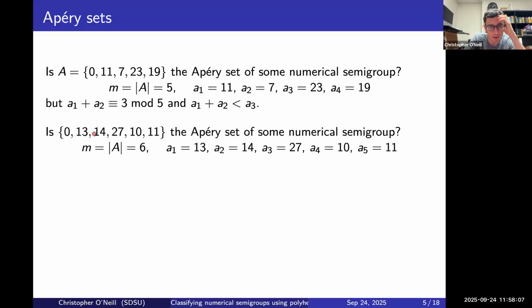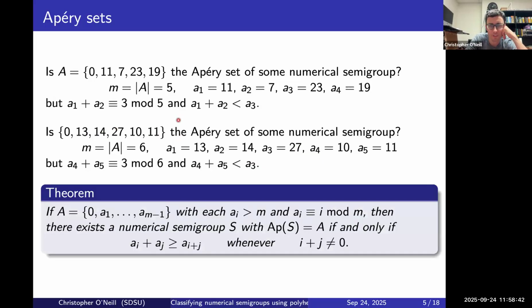Similarly here, we were handed this 6-element set, right? M would have to be 6. These all lie in different equivalence classes. We end up with a similar issue, this time coming from the last 3 values. In particular, if 10 and 11 are in a semigroup S, then their sum, which is 21, would have to live in S as well, but that's strictly smaller than the element that we're claiming is the smallest that's equivalent to 3 mod 6. And so this is, again, not the Apéry set of a numerical semigroup.